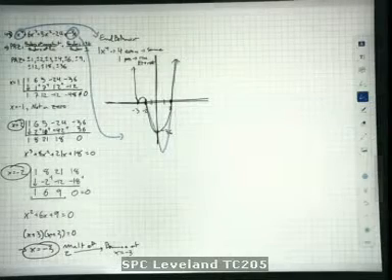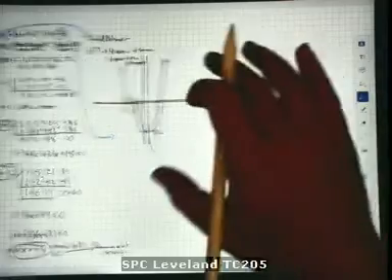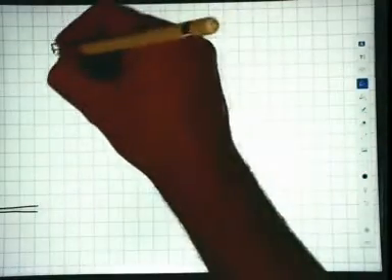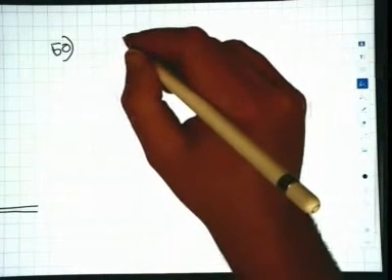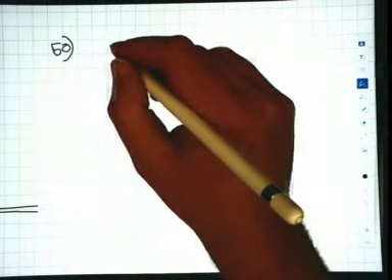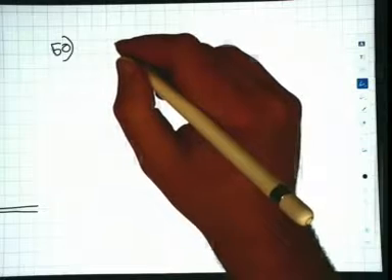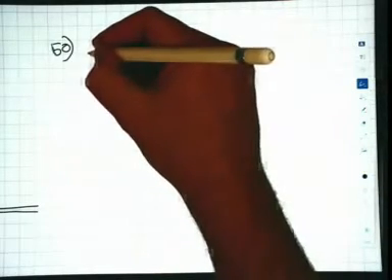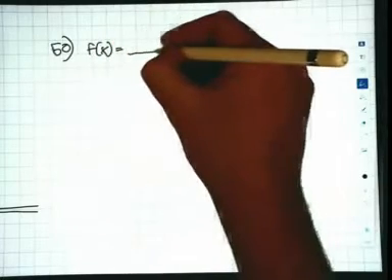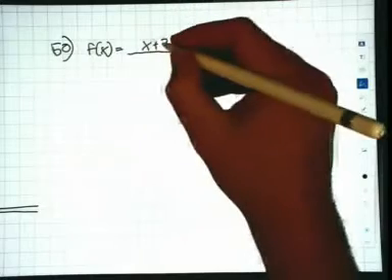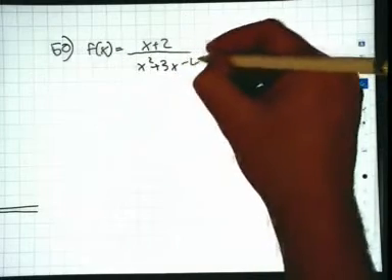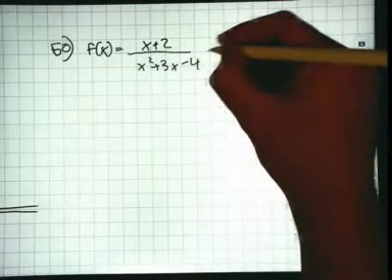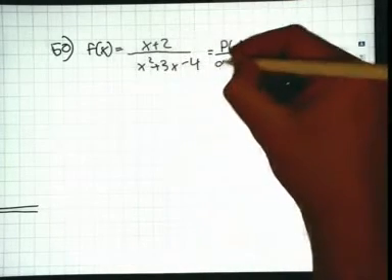50. Alright. Looks like we are dealing with a rational function. Number 50. In this problem we are asked to find the horizontal and vertical asymptotes, find the additional points, and sketch the graph. Alright, here we go. We have the function f of x is equal to x plus 2 over x squared plus 3x minus 4. Now, for notational purposes, we're going to call the top p of x and the bottom q of x.